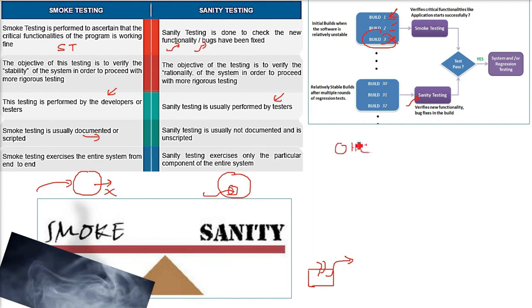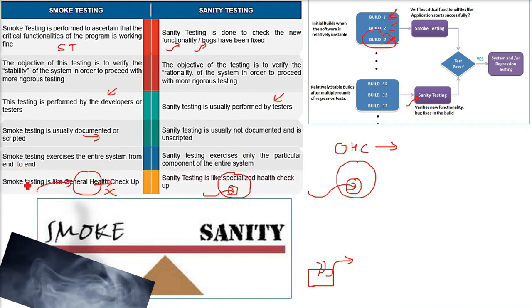Smoke testing is an overall health checkup of a body. Sanity testing is going to a particular problem encountered, for example, a liver problem or a heart problem. So sanity testing is going to a specific part. Smoke testing is first checking overall and then finding out where the problem may be. So smoke testing is like a general health checkup. Sanity testing is like a specialized health checkup.